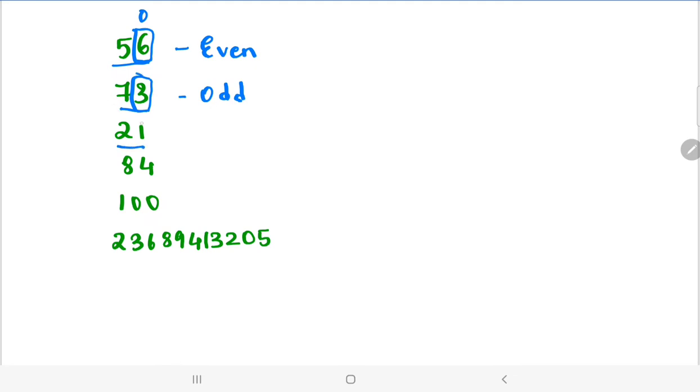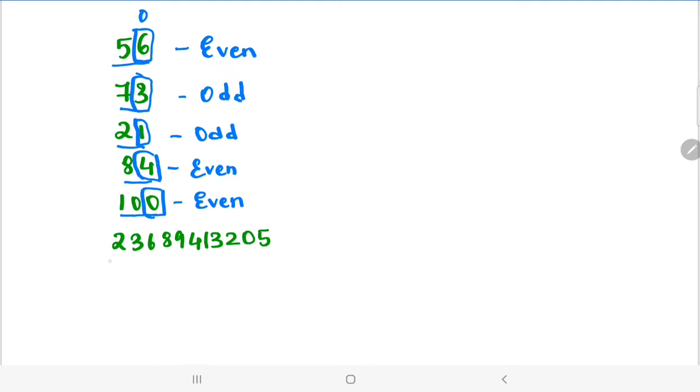If we take the third example, we have 1 in the units place. We know that 1 is odd, so 21 is also an odd number. If we take the fourth one, which is 84, let us check the units place. In the units place or the ones place, we have 4. 4 is an even number. So obviously 84 will also become even. If we take the fifth example, we have 0 in the units place. So 0 is an even number. So obviously 100 will also become even number.